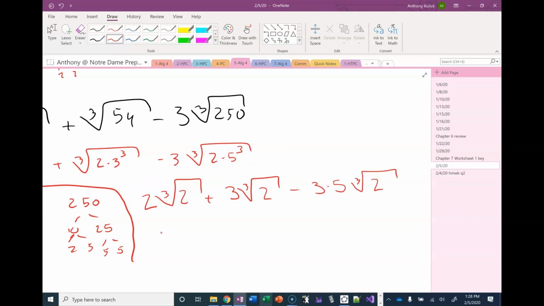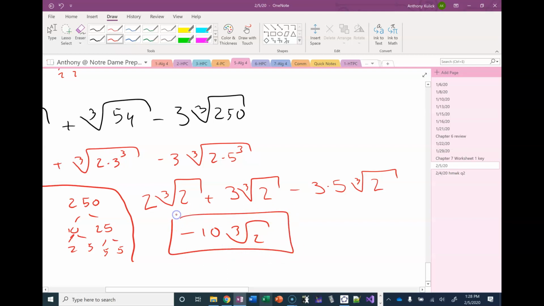So can I add or subtract these? Yes, because they're all cube roots of 2. So I have 2 plus 3 is 5, minus 15 is negative 10 cube roots of 2.